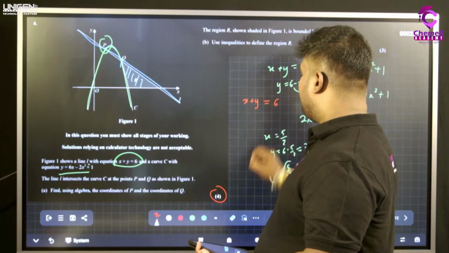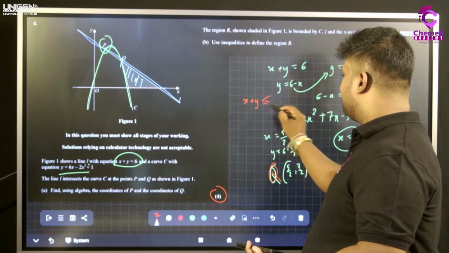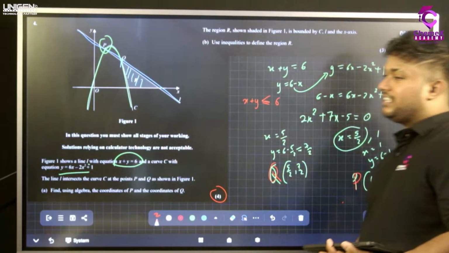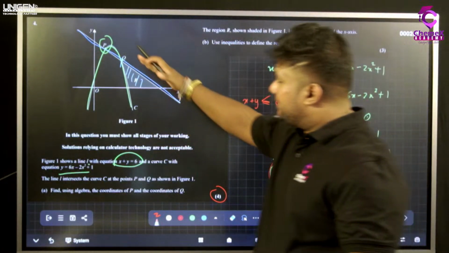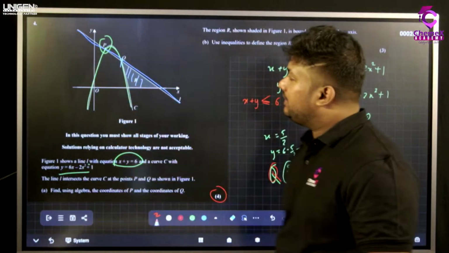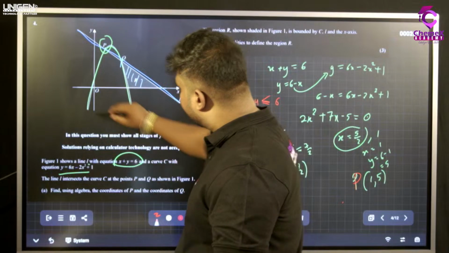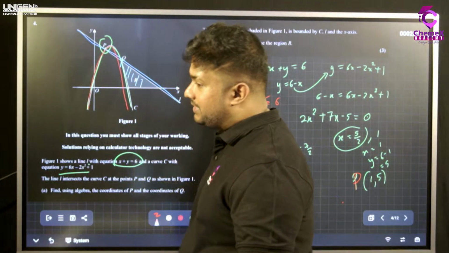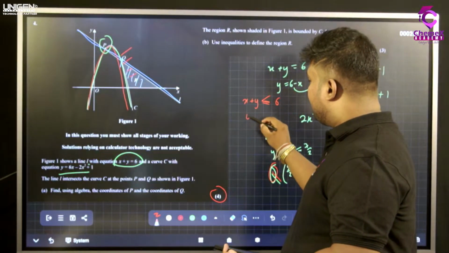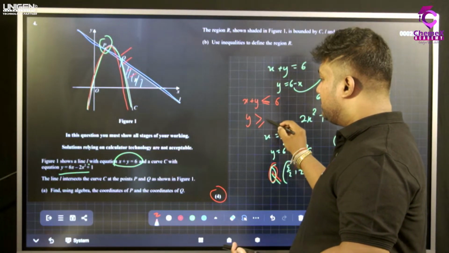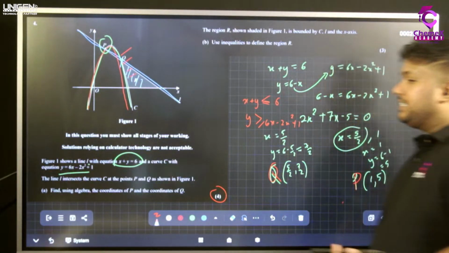So what am I going to put there? Less than or equal to 6. Why did I put it like that? Can someone say? Because it's below. Next, can you see the U-shaped curve? N-shaped actually. The region is above that. So what is it going to be then? Y is greater than or equal to 6x minus 2x squared plus 1. That's another inequality.